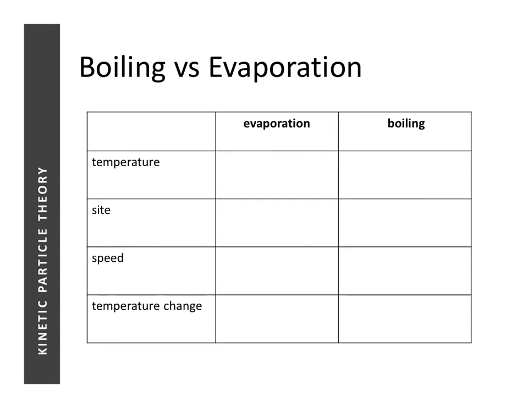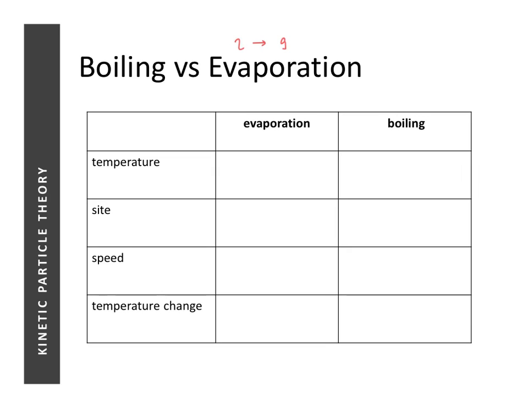Now in this last part, we are going to look at the difference between boiling and evaporation. Previously we saw that when a substance changes from liquid to a gas, we can either call it boiling or evaporation. But do they exactly mean the same thing? The answer is no. So we're going to examine the differences between evaporation and boiling for 4 different areas.